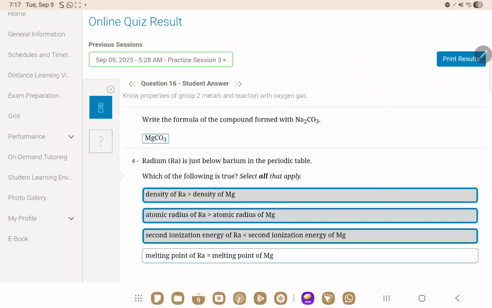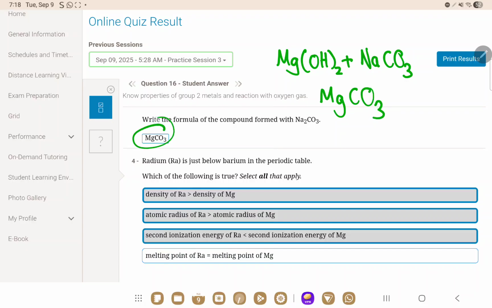Now, the formula of the compound formed with, okay, so Mg(OH)2 formed with Na2CO3. You're going to form just MgCO3 and NaOH. And that's it. That's literally what they want. So now we move on.